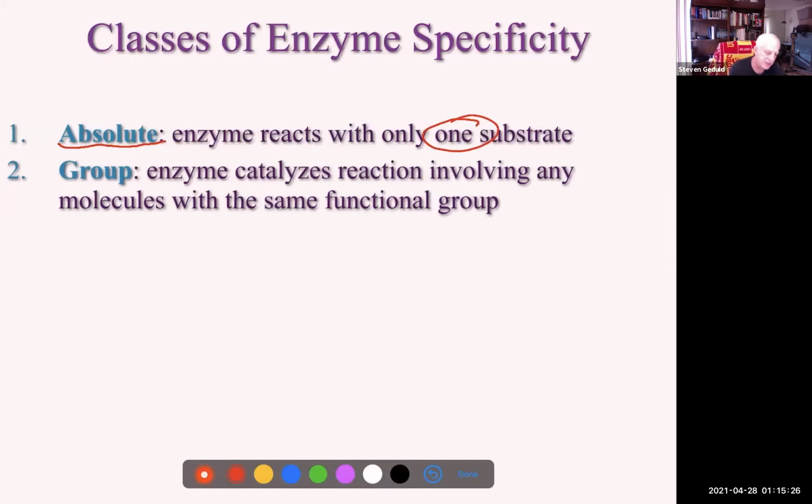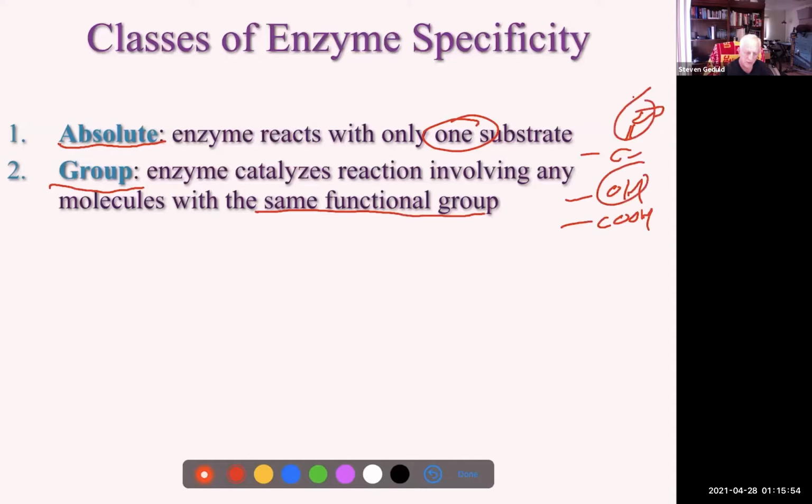Group classification: enzyme-catalyzed reactions involving any molecules with the same functional group. So anything with an alcohol function, OH, it's going to bind on that OH group. Anything with a carboxyl group, COOH, it's going to bind a carboxylic acid group. Ketone, C double bond O. Any enzyme that catalyzes a reaction with a particular functional group is called a group classification.